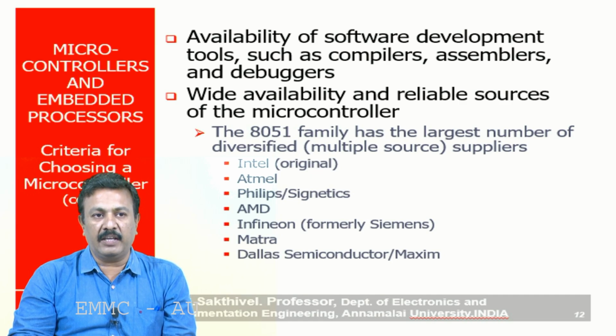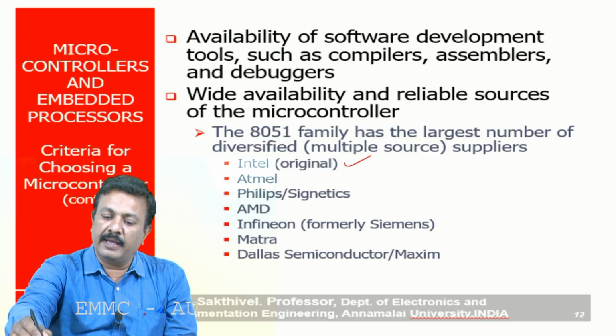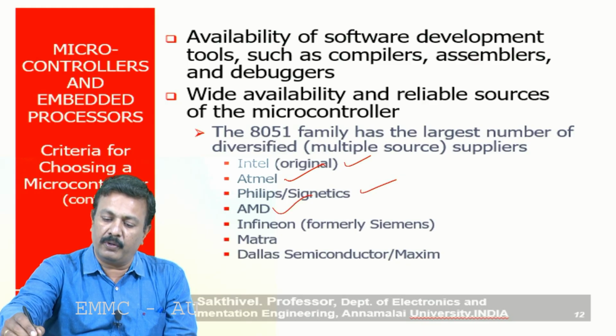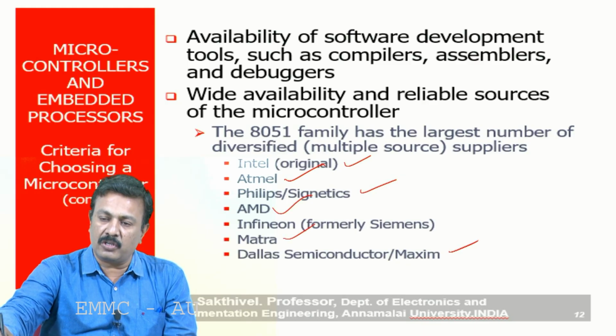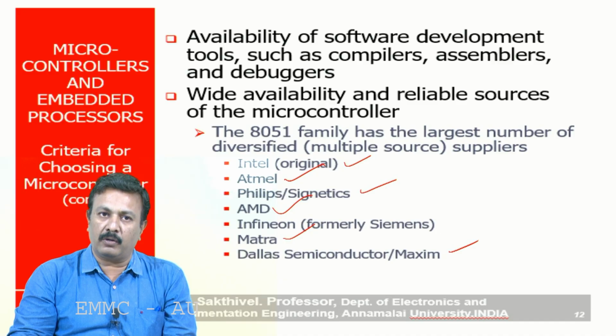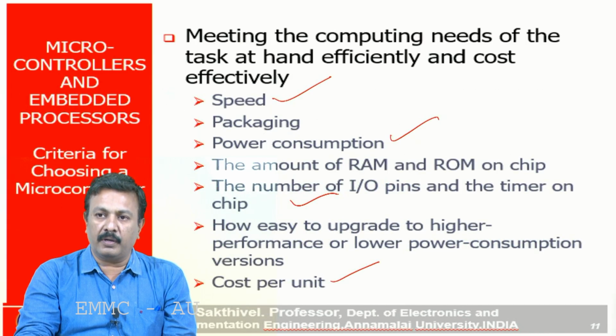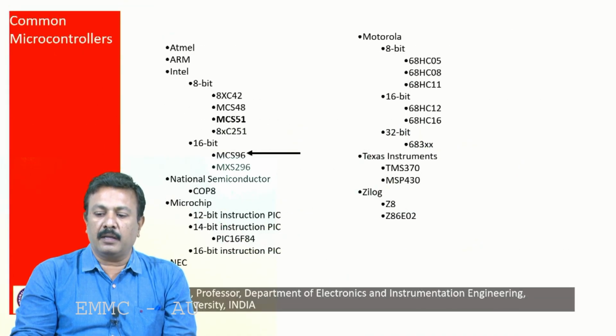If you take the 8051, the original is Intel. In addition to that, Atmel is also producing it, Philips is also producing, AMD is also producing, Dallas is also producing the same 8051 microcontroller with small modifications. The small modifications mean they add some extra RAM or ROM or some more instructions, like that. So these are the 3 important criteria you have to keep in your mind while choosing the microcontroller for your application. Okay. Next one, these are the common microcontrollers which are available in the market.